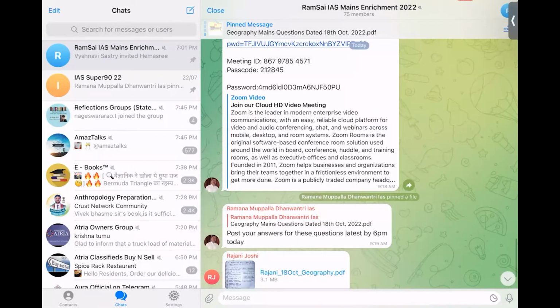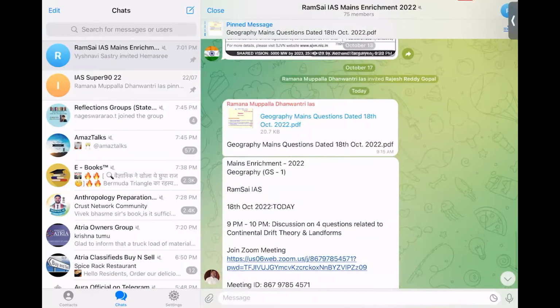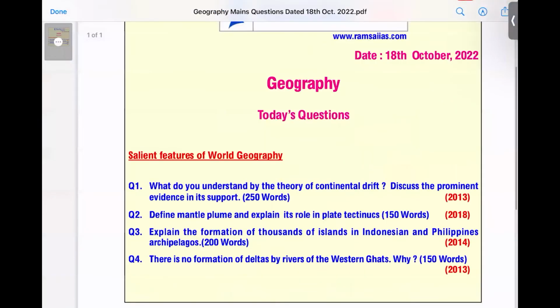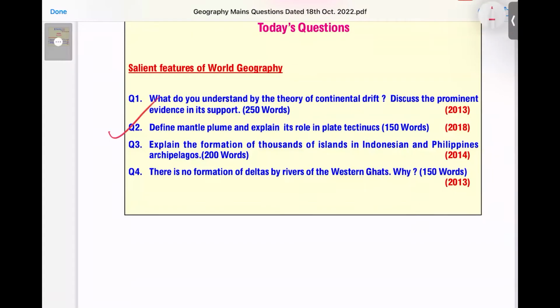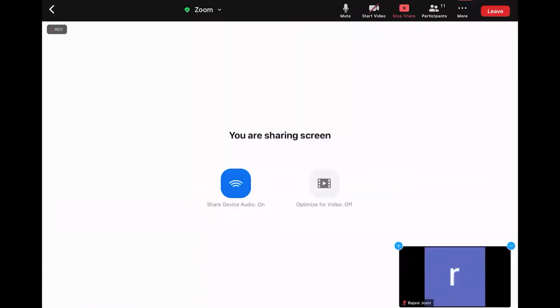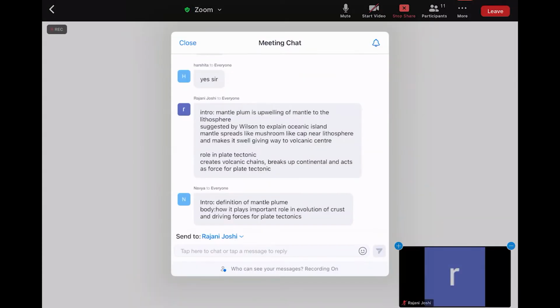You see the second question. Define mantle plume and explain its role in plate tectonics. Yeah, anyone? Yeah, good. So basically, what is this mantle plume?